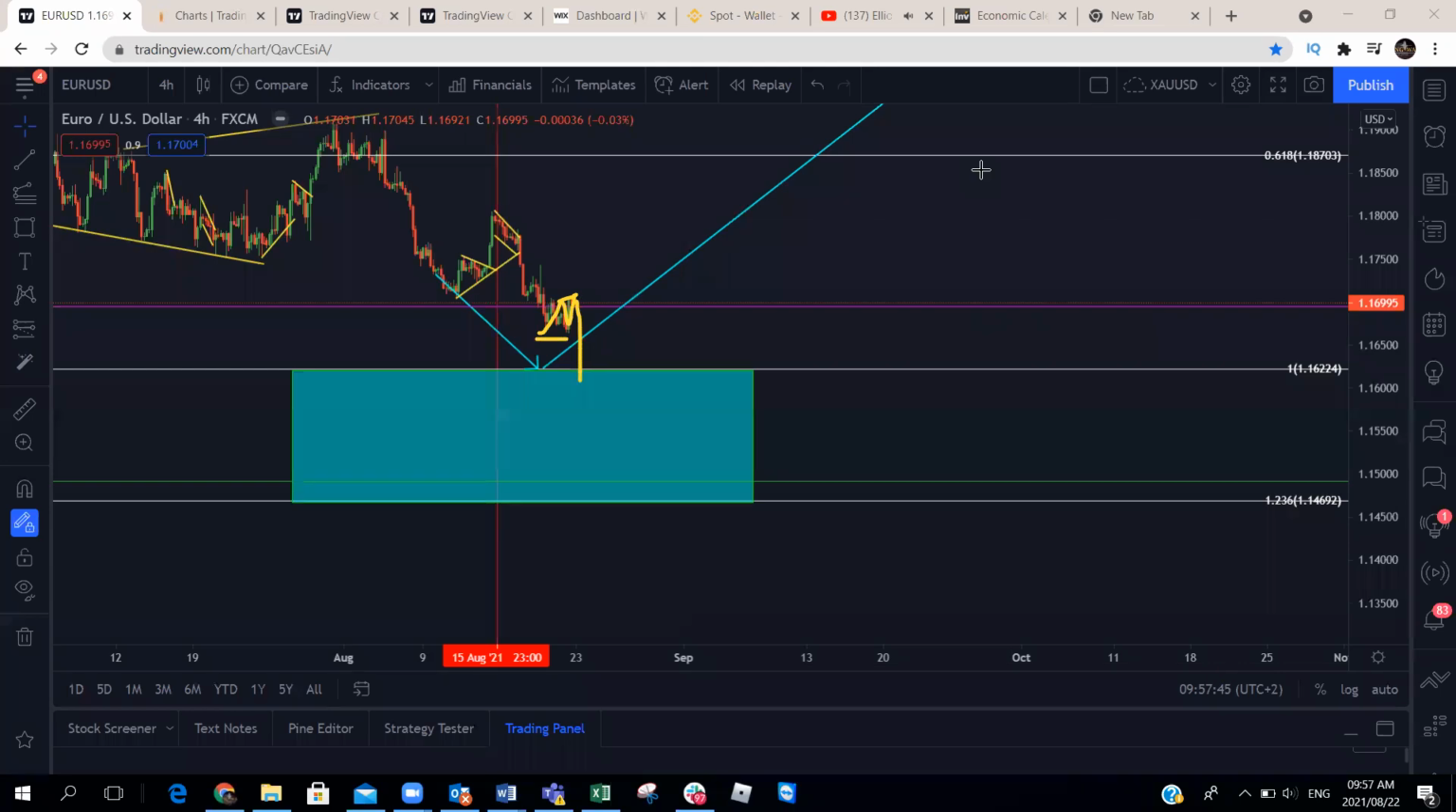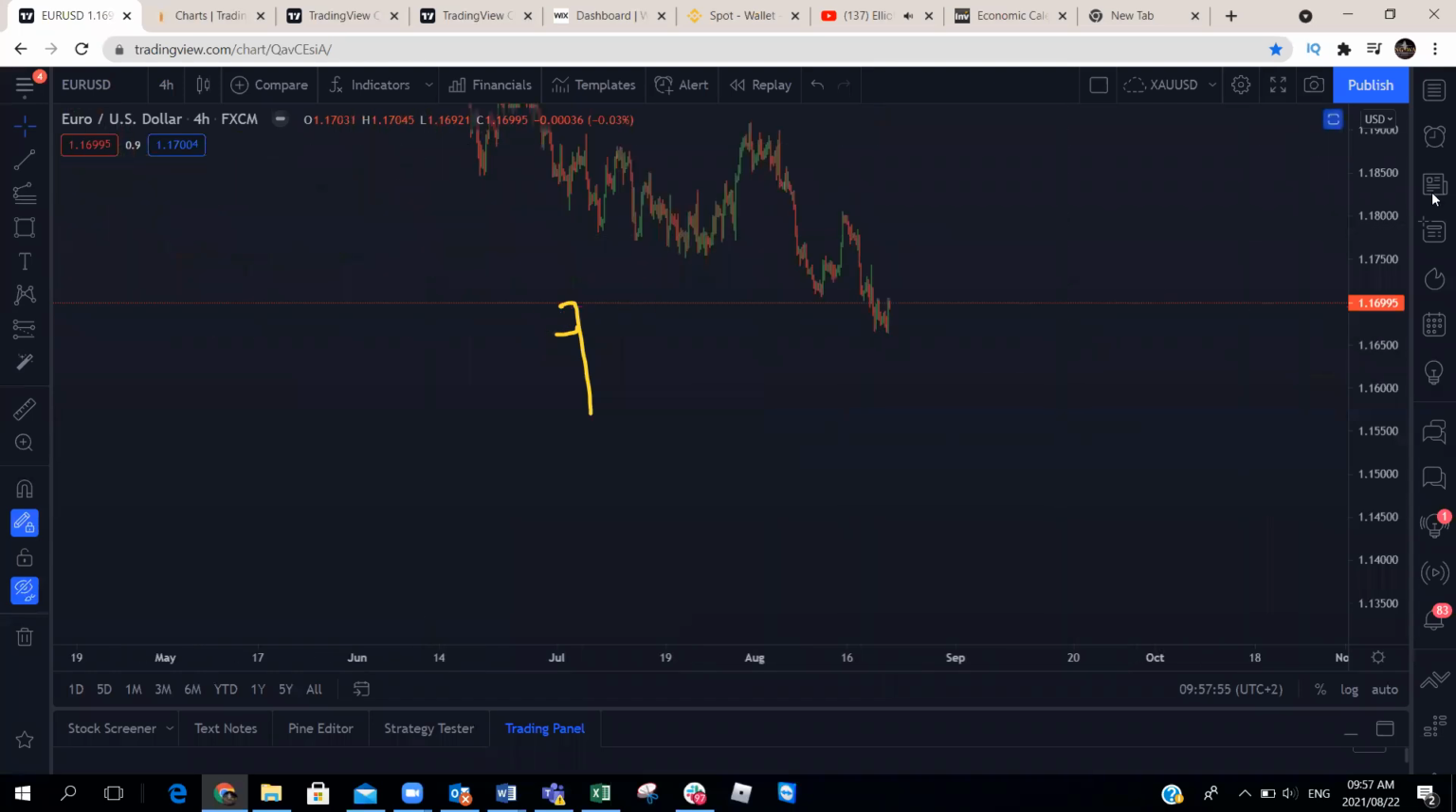Right, so that is Euro US dollar, and the expectation is that we're going to still push a little bit lower, at least down into the blue box until we see signs of reversals. So that is Euro US dollar. Let's have a look at the DXY.